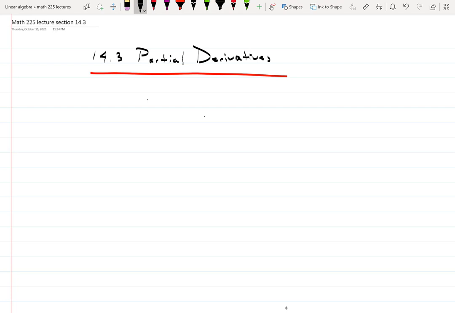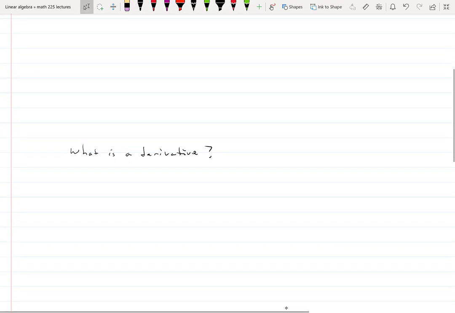The thing is, in order to do this any kind of justice, we need to go back to calculus one and talk about an answer to the question, what is a derivative? What is a derivative of a function? The first thing that should come to mind for you, if somebody asks you what a derivative is, it's the slope of the tangent line to a curve.